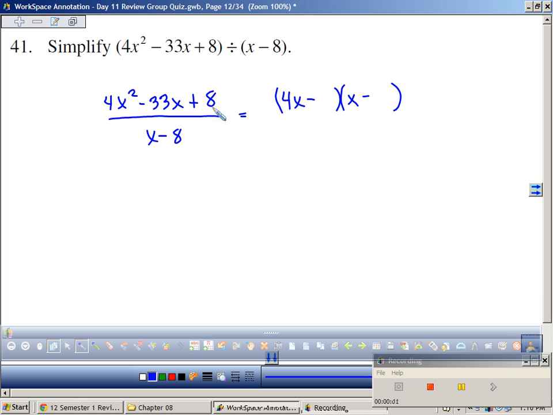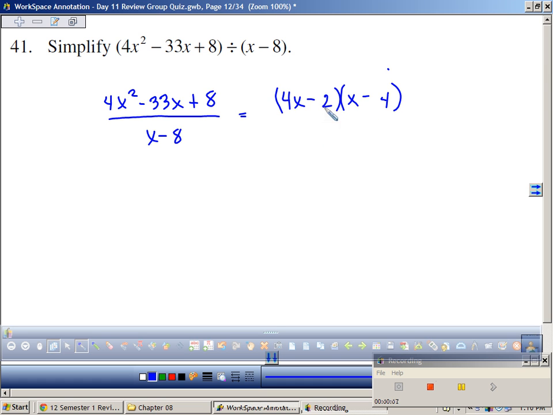Try. We're going to try it. You can be wrong. It's okay. Just pick something. How do you factor 8? 4 and 2. That's what I thought you were going to say. 4x, -4x, -8x. Does it work? No. Let's try 4 and 2 the other way.